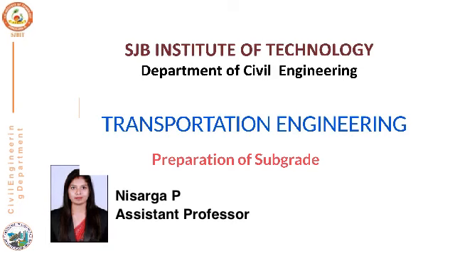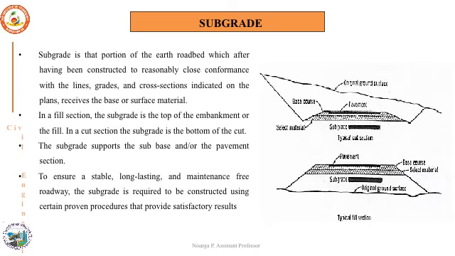In this session, let us see how the subgrade will be constructed. Subgrade is the portion of the road pavement which acts as a foundation for the pavements, and once the subgrade is constructed, it should conform with the lines, grades and the cross section that has been indicated in the plans. The typical cross sections of the subgrade are as shown in the figures here.